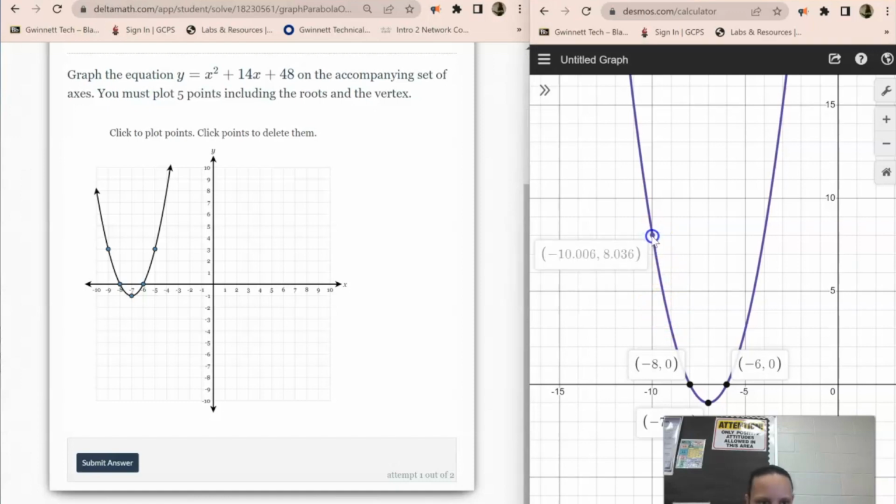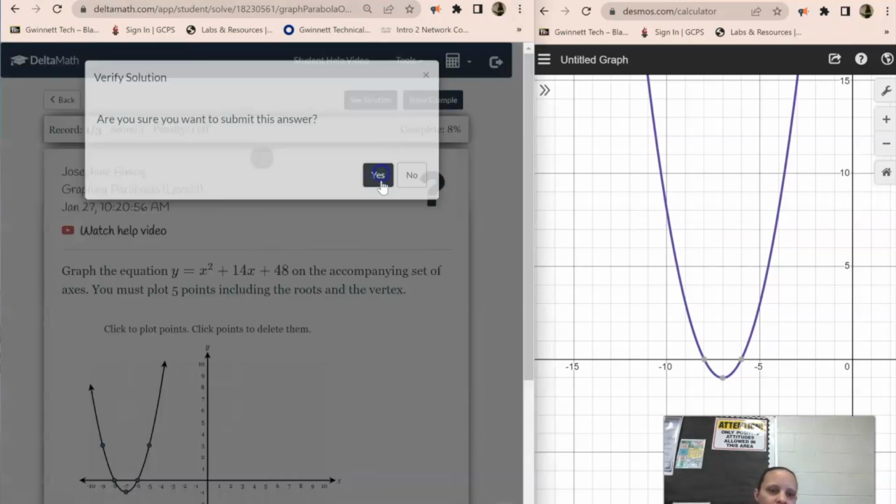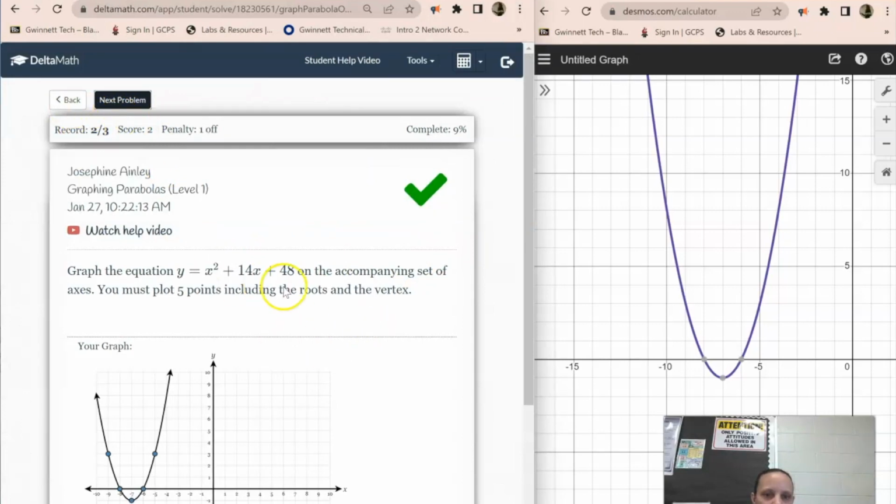-9. Oh, that's not right. That's -10. Let me make sure. There's a corner there that's already a root. There's a corner here. Oh, there it is. -9, 3. But there's also another corner at -10, 8. Right there, there's a corner. So you just find your corners after you find your roots and your vertex.